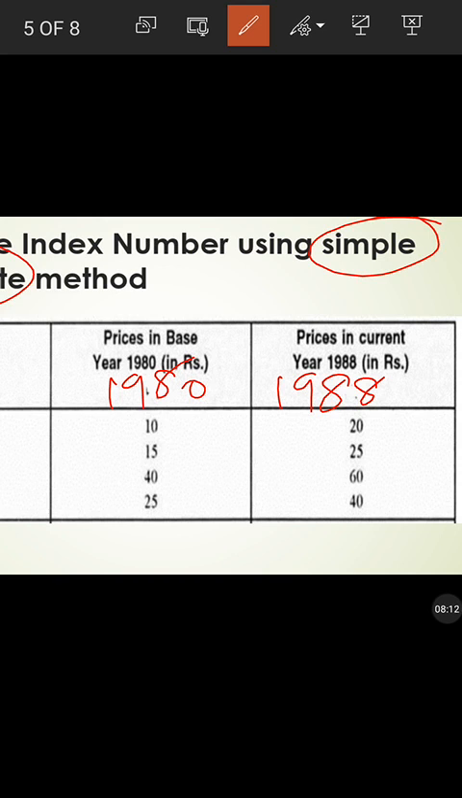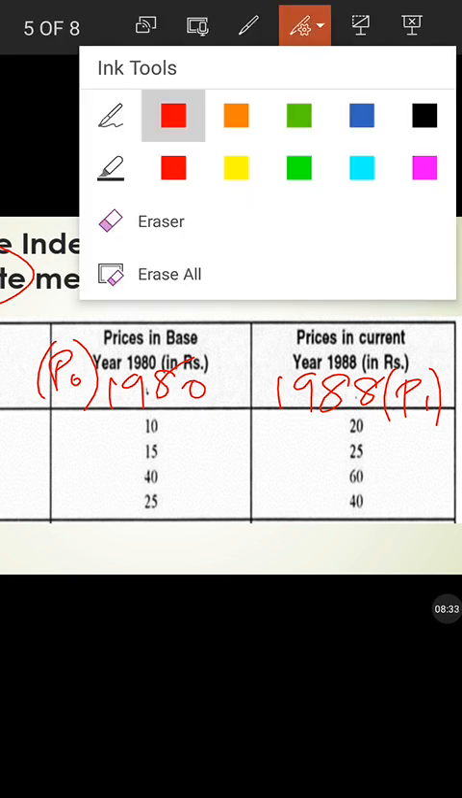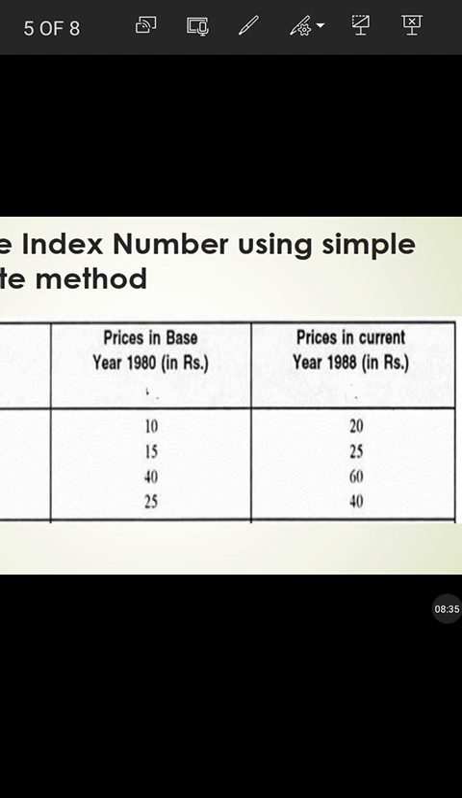So the year which comes later is what? It is the current year price, so it is denoted by P1, and base year price is denoted by P0. Always remember, base year means P0, current year price means P1. Now let us move on to the calculation part.